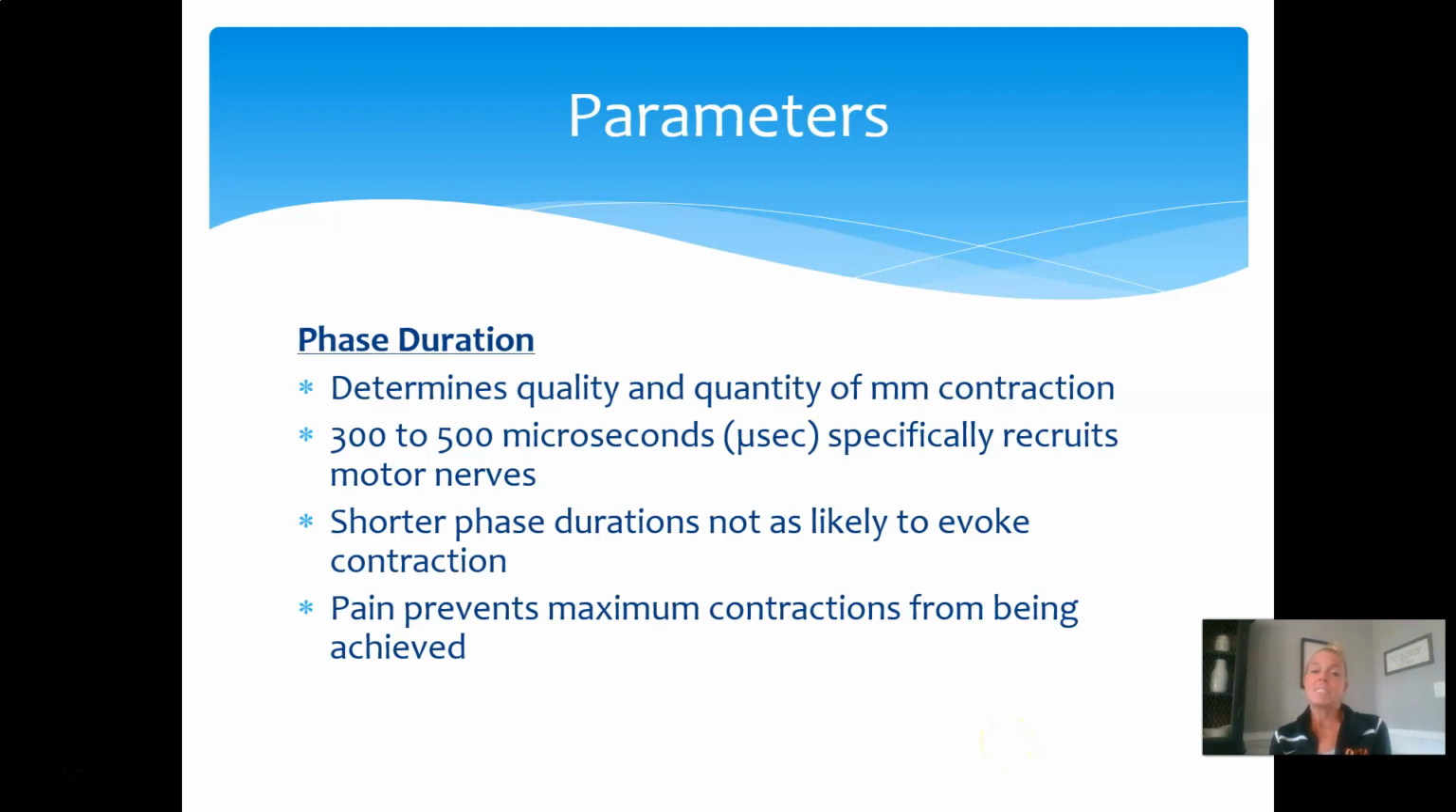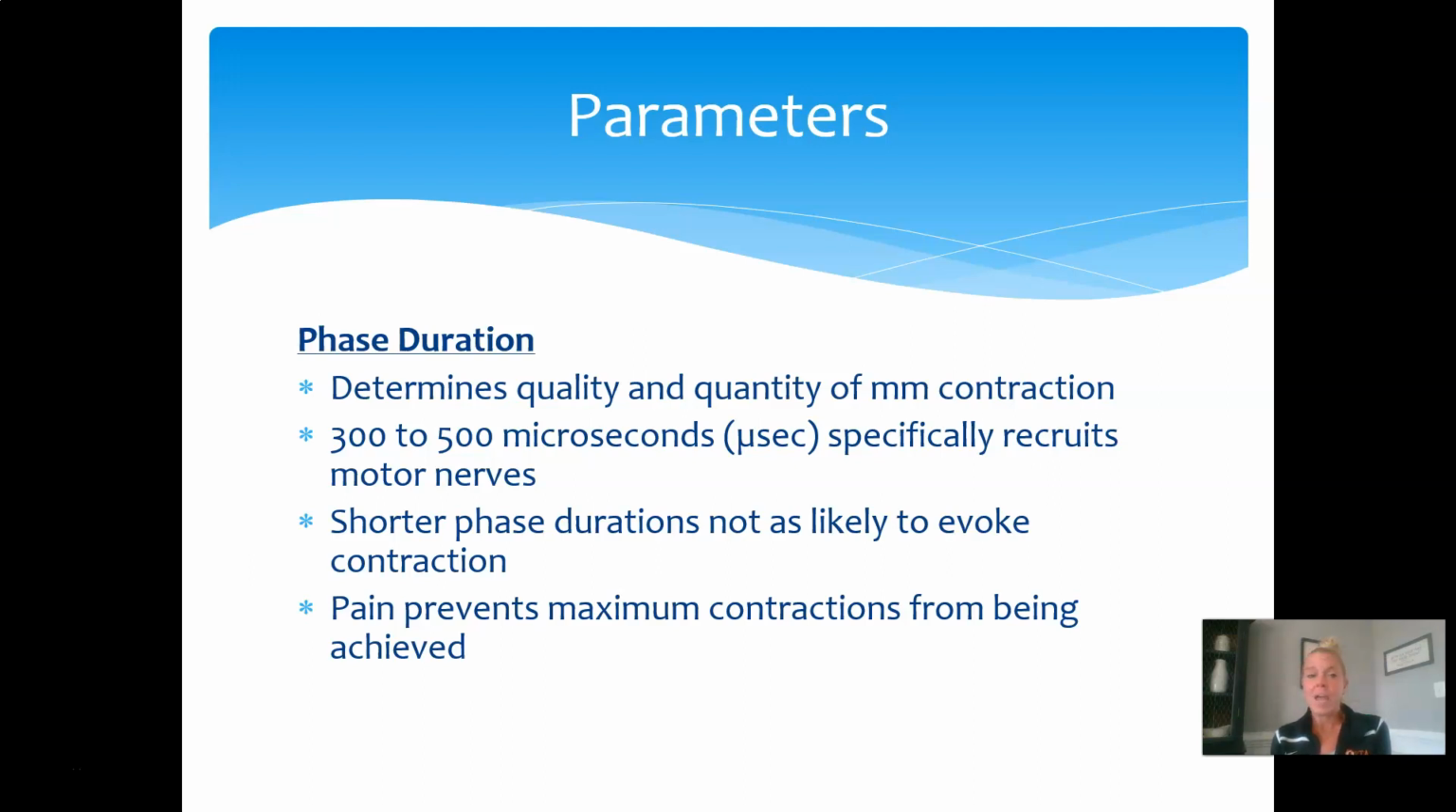Phase duration is going to help determine the quality and quantity of muscle contraction. 300 to 500 microseconds is going to recruit motor nerves. Shorter phase durations are not as likely to evoke muscle contractions, and again, pain is typically going to prevent a maximum contraction from being achieved.